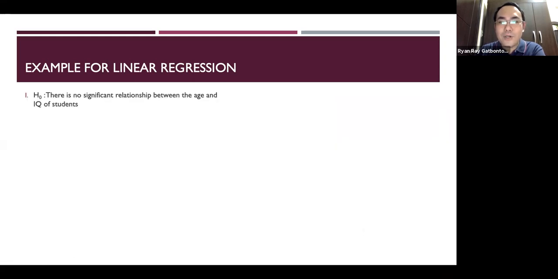When we use linear regression, first and foremost, we establish the null hypothesis. It's the same as the null hypothesis for Pearson r, because it's still looking for a correlation or relationship between your variables. We set the level of significance at 0.05 and establish the test statistic as linear regression.